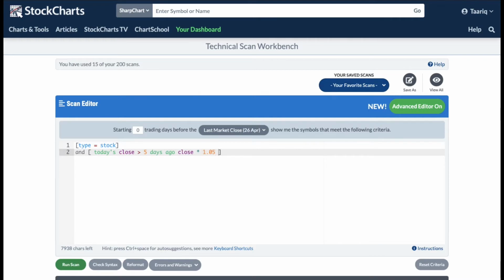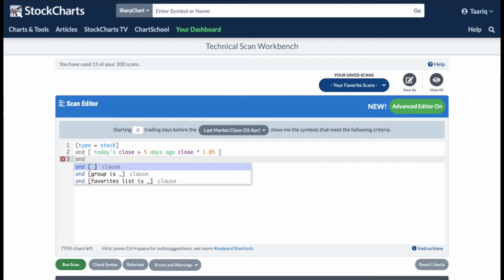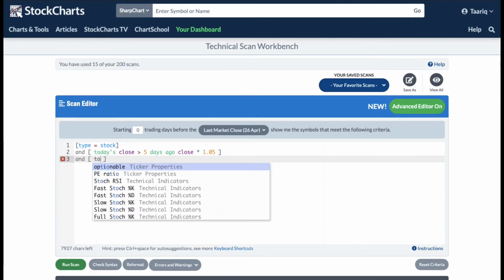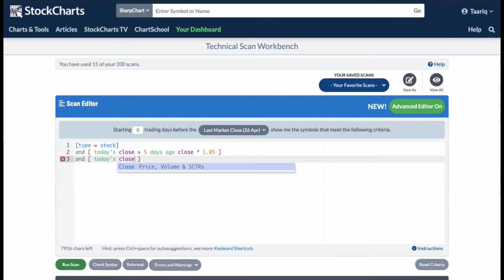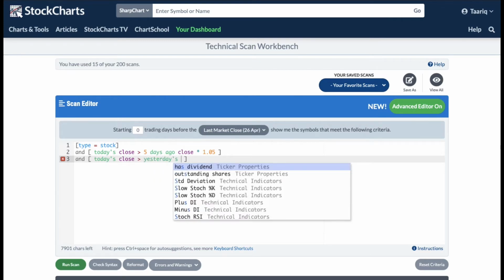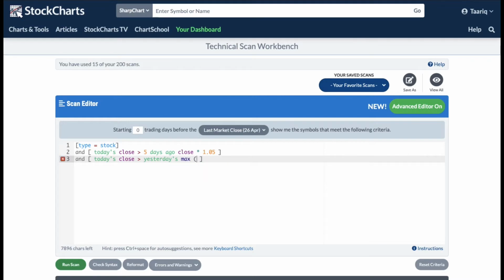Very straightforward. Okay, and then the second line is going to be looking at that 15%, that the closing price is 15% higher than the previous year. So to do that, we're going to put that today's close is greater than yesterday's max. And then we're going to define the max as being over a 200-day period. And we're looking at the closing price. And then we're going to multiply that by 15%. So 1.15.